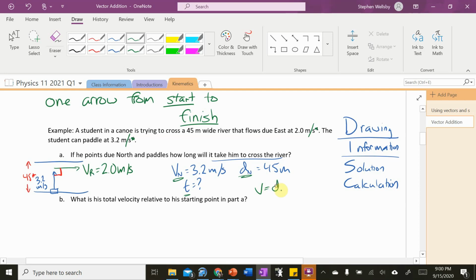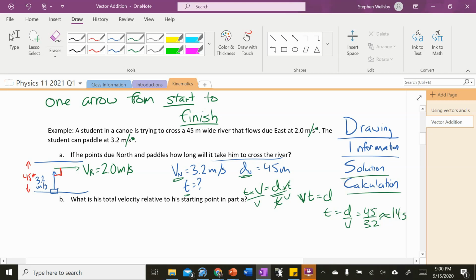We know that velocity equals distance divided by time. If I want to rearrange to find the time, I'm just going to multiply both sides by t. So then I have vt equals d. The t would cancel out on the right-hand side. Then I'm going to divide both sides by v. So I'm going to have t equals d over v. This is going to be 45 meters divided by 3.2, which is approximately 14 seconds. So 14 seconds is how long it would take me to get across the river.